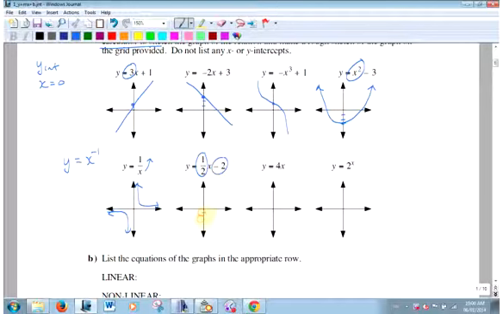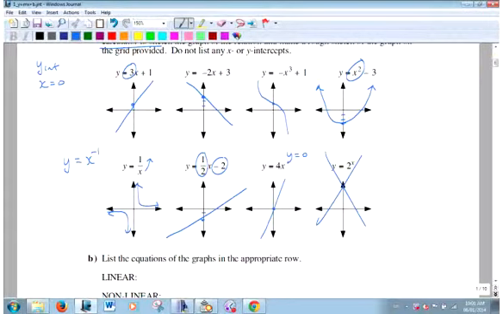Negative 2. That's the y-intercept. A slope of a half, positive. If I graph that, that's what it would look like. 4 times x. What's the y-intercept here? Let x be 0. There it is. A slope of 4, that's pretty steep. 2 to the power of x, I'm not even going to bother.